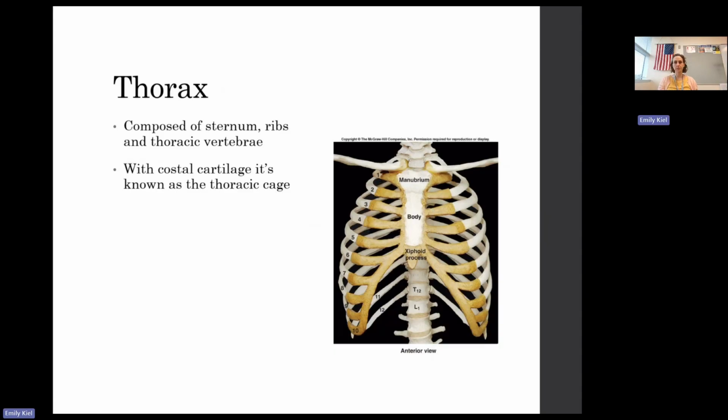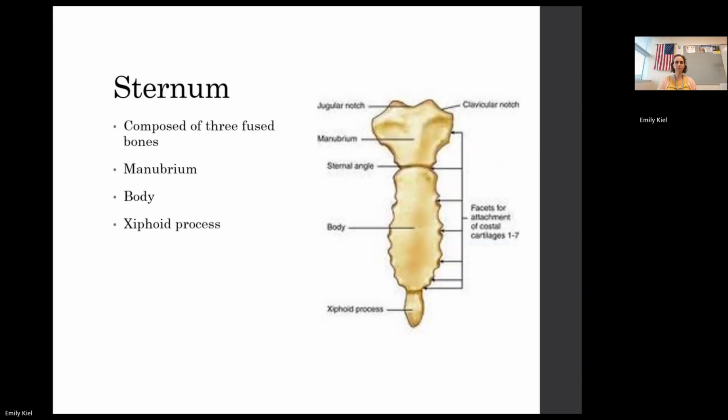Looking at your thorax, so we finished the spine, we're looking at the thorax, and we've got 3 big parts: sternum, the ribs, and the thoracic vertebra. So we've talked a little bit about the thoracic vertebra, and the thorax has costal cartilage. Costal is the word that has to do with anything with the ribs, not dealing with money, but dealing with the ribs. So costal cartilage is in the thoracic cage.